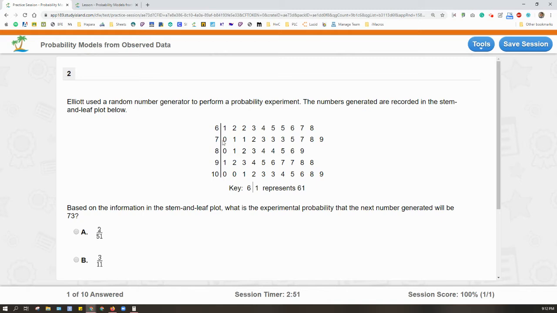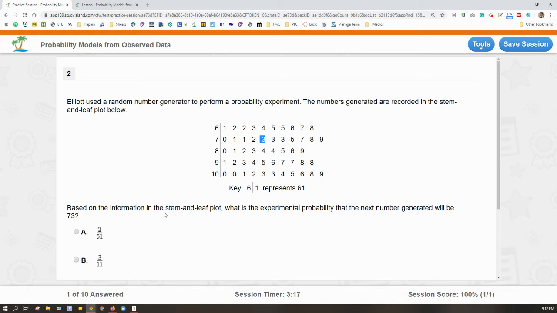Now we have a 7. The first number in this row is 70. 70 makes 70. Then 71, another 71, 72, 73, 73, 73, etc. So that's how you use the stem and leaf plot. All the way down here to 10. 10 and a 0 makes 100, so 100, another 100, 101, 102, 103, another 103, etc.